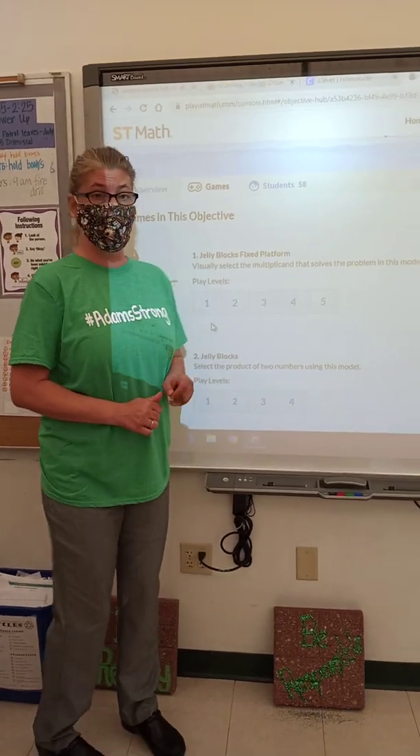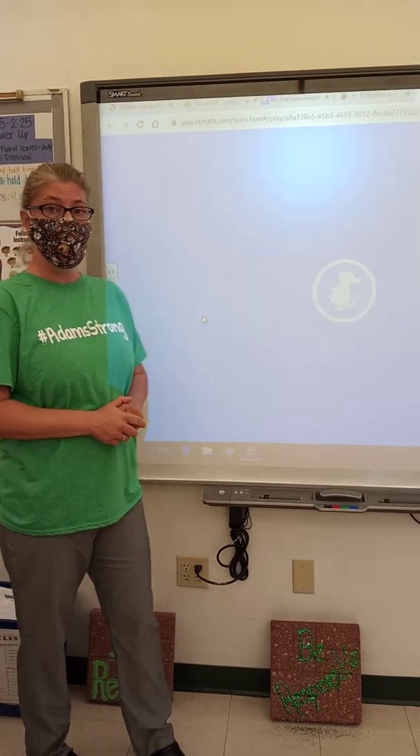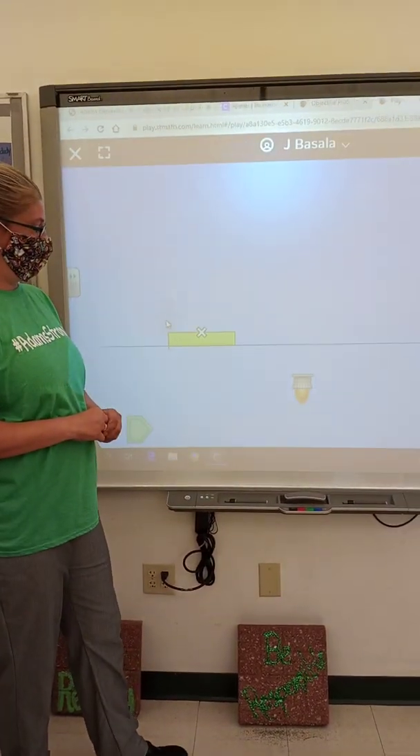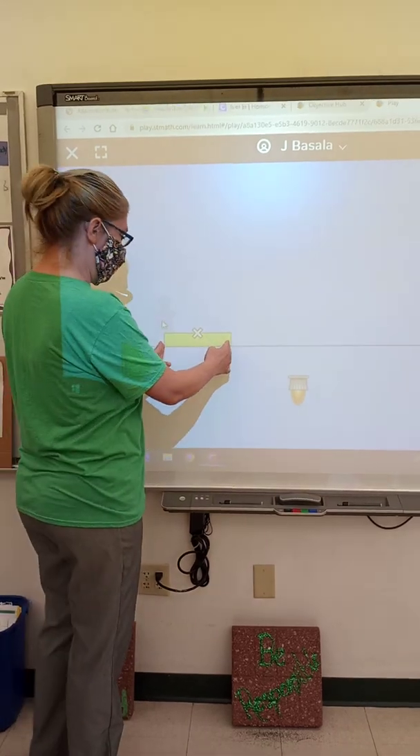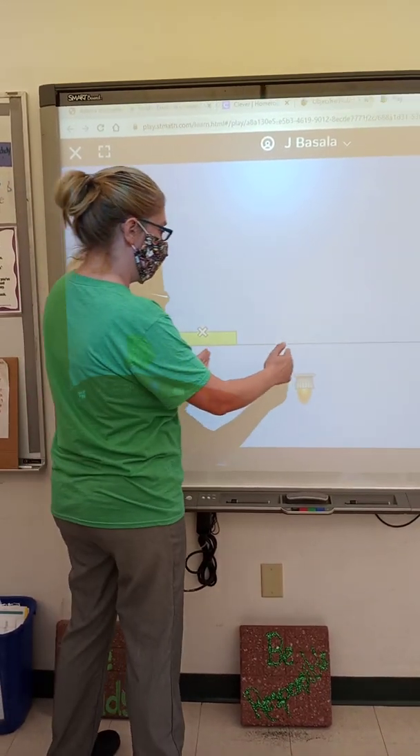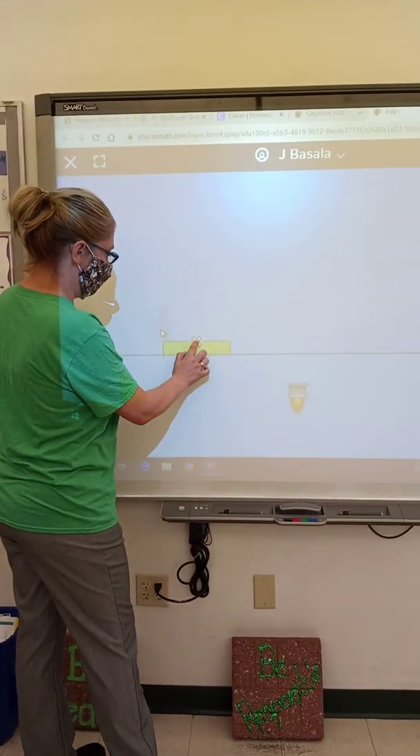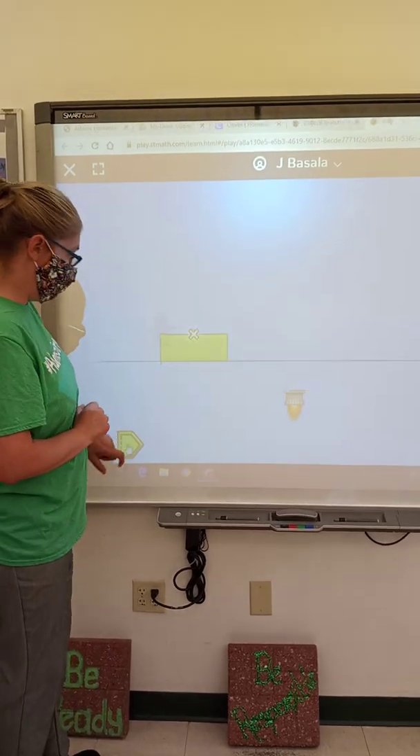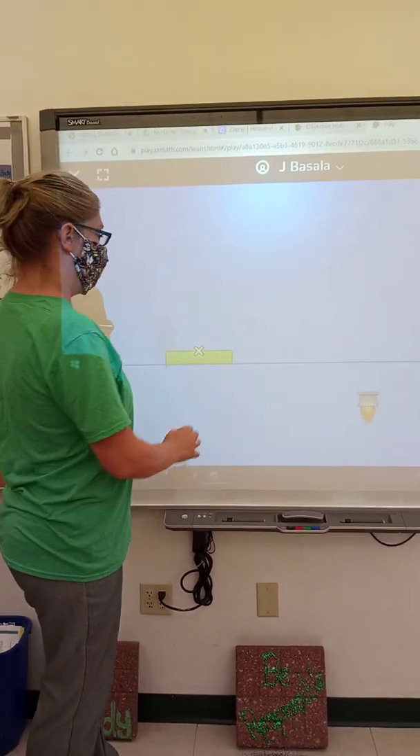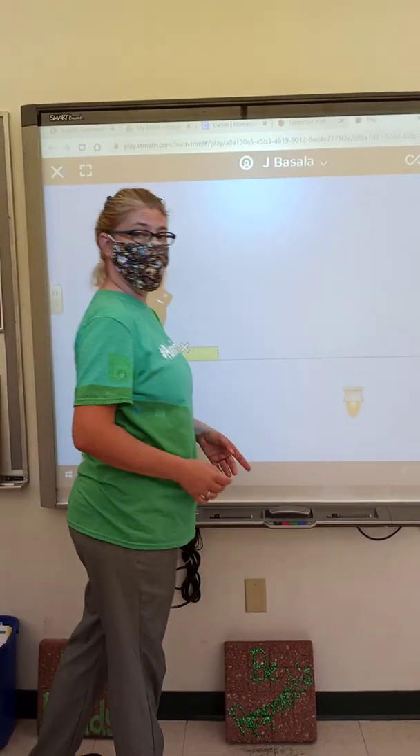6th grade STMath. We're doing the first part, part 1. Oh, it does take a second to fly out. One of these pieces, two of these pieces would get me on my platform. So I'm going to double it. One of these pieces, two of these pieces, probably three of them.